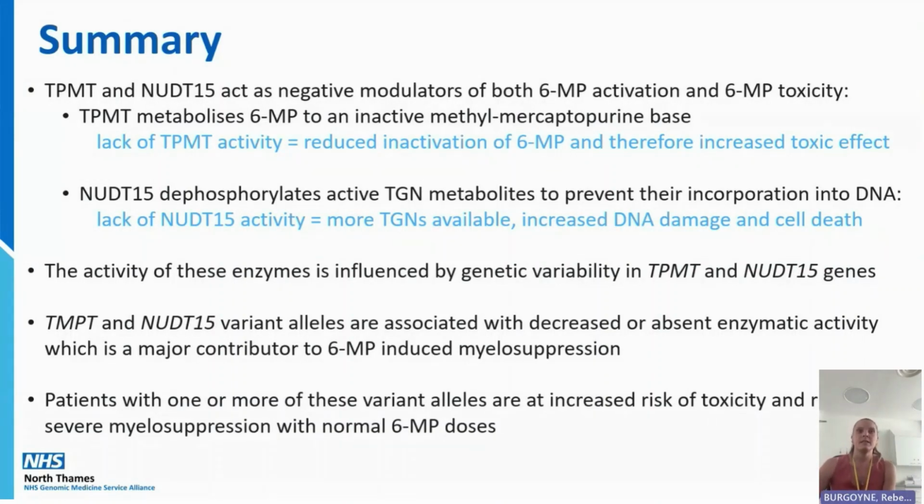As we've seen, the activity of these enzymes is influenced by genetic variability in the genes. TPMT and NUDT15 variant alleles are associated with decreased or absent enzymatic activity, and this is a major contributing factor to 6-MP-induced myelosuppression in leukemia patients. And patients with one or more of these variant alleles are at increased risk of toxicity and risk of severe myelosuppression with normal doses of 6-MP. So essentially, we're using this pathway to identify those at-risk patients who are at risk of that myelosuppression if we give them what would be the normal 6-MP dosing.